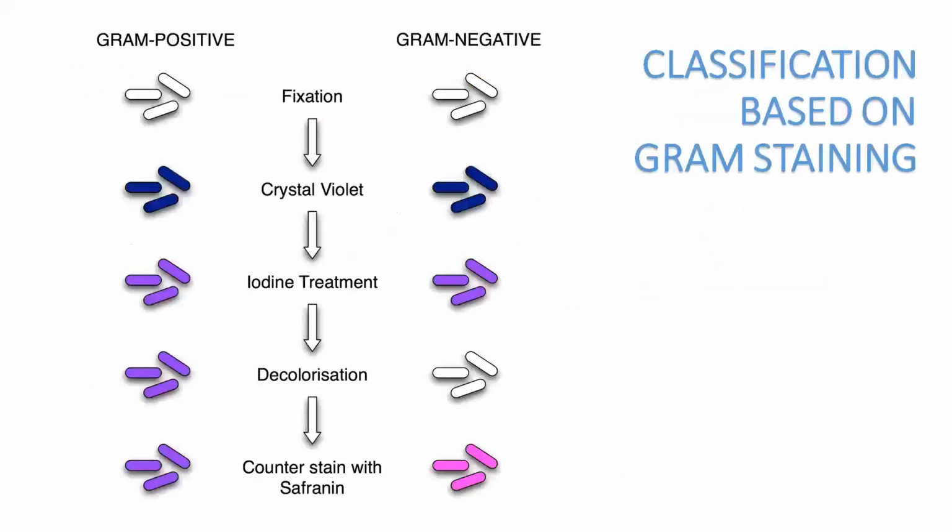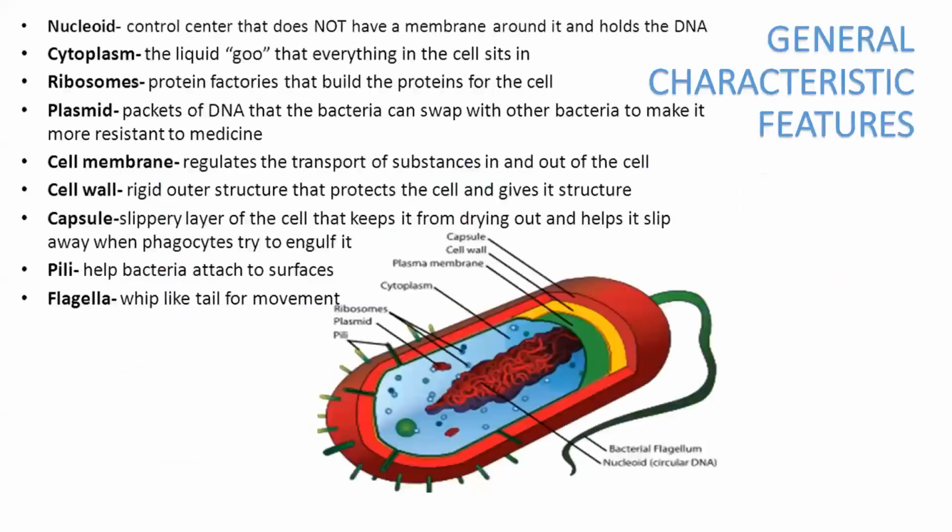We have also discussed gram staining, like based on the gram staining, the cells are classified into gram negative and gram positive. And these are the general characteristic features of the bacterial cell. I just want to give a glimpse of what we have covered, so that's the reason I am not talking in more detail about each and every slide.